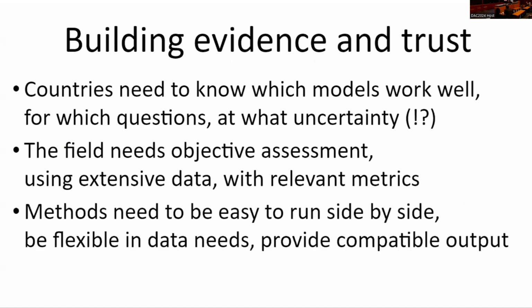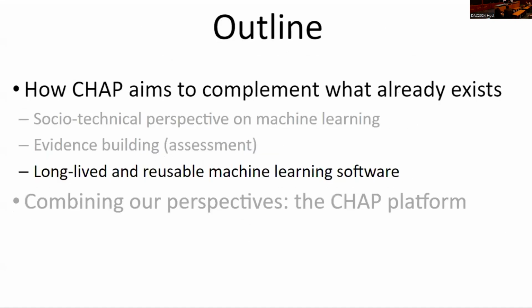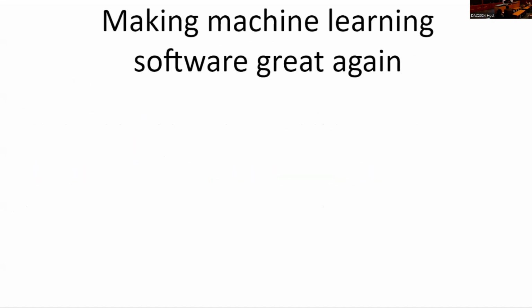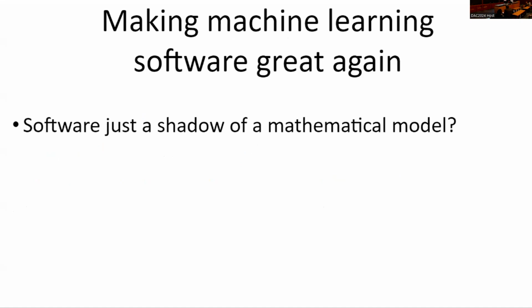And we need to run many models side by side that are flexible in what kind of data they take, so that if Björn is able to give us a new type of data like humidity, the models can now easily be expanded to also exploit that. So we want to make machine learning software great again.